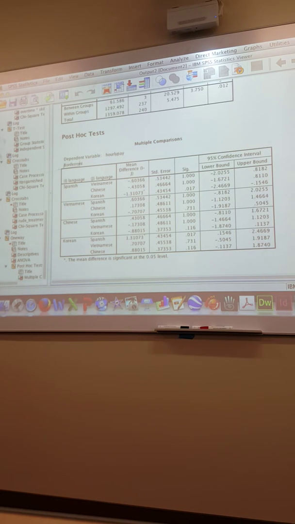Korean and Spanish speakers. They're significantly different. If you look at the difference, you could look at Spanish minus Korean or Korean minus Spanish. Koreans are being paid on average about $1.30 more per hour. But Spanish is not significantly different from Vietnamese. Spanish is not significantly different from Chinese. Chinese is not significantly different from Vietnamese. All the other pairwise comparisons are not significantly different, with all those p-values greater than 0.05.